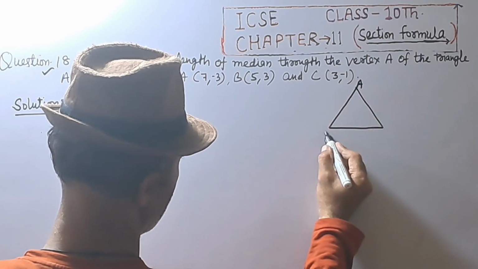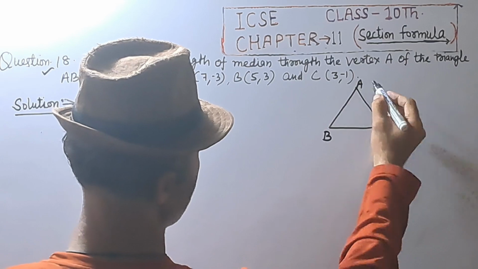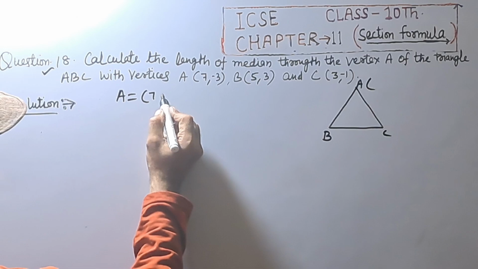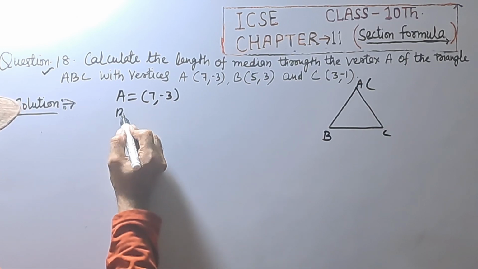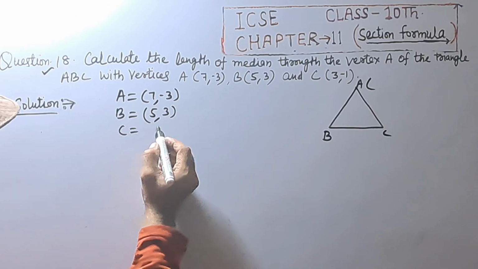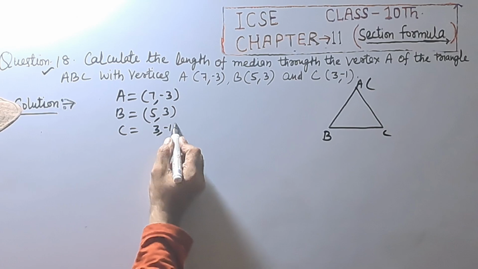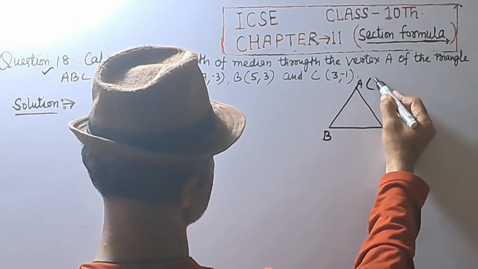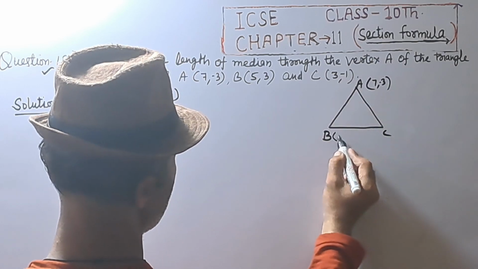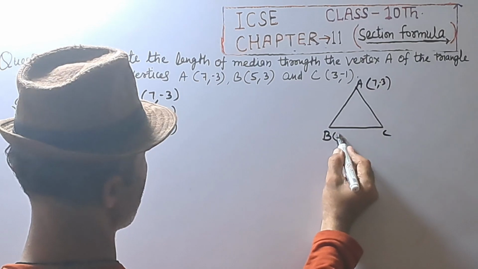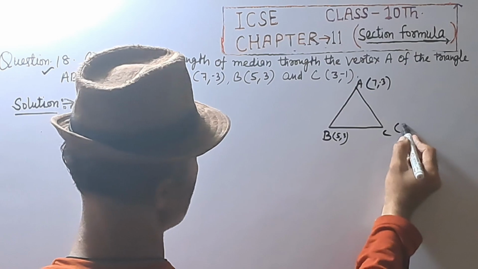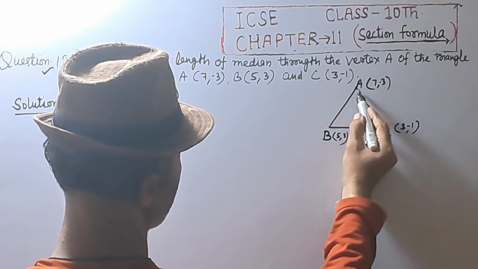Let us draw a triangle ABC. A is equal to (7, -3) and B is equal to (5, 3). C is equal to (3, -1). A point is (7, -3), B point is (5, 3), and C point is (3, -1).